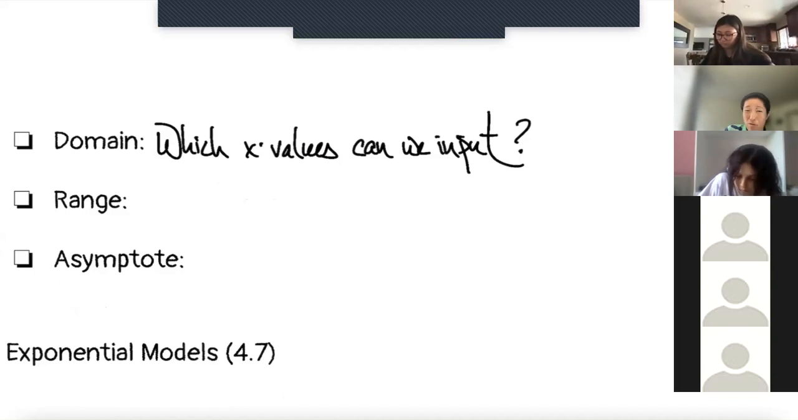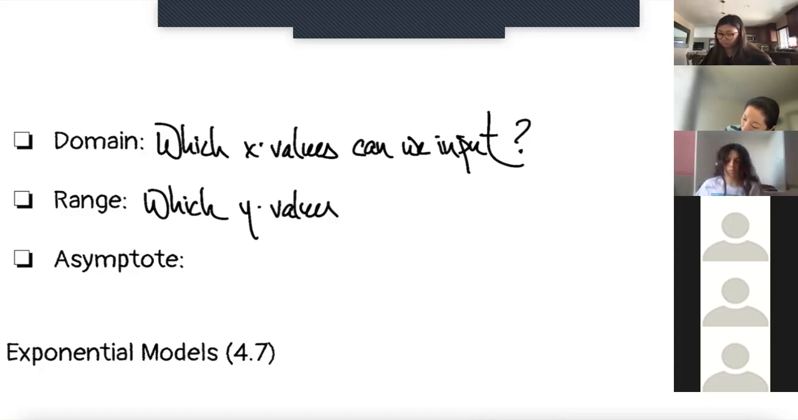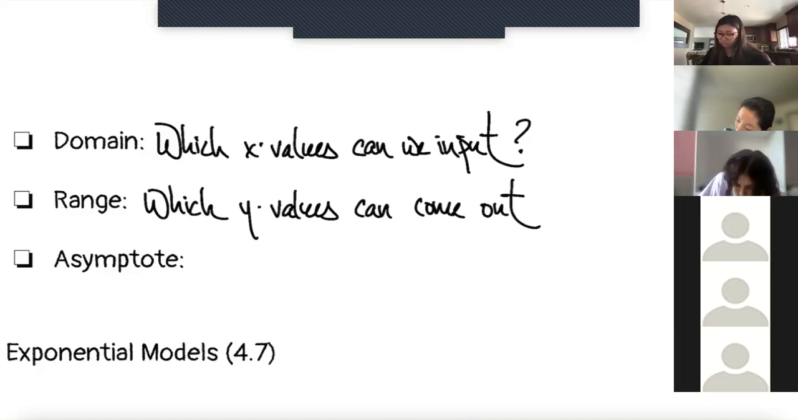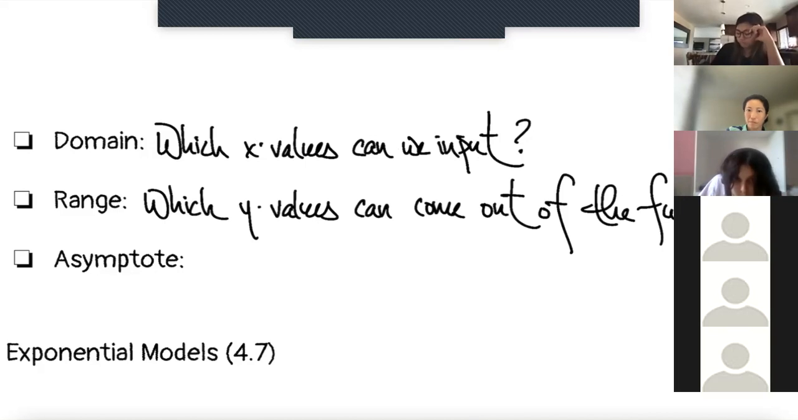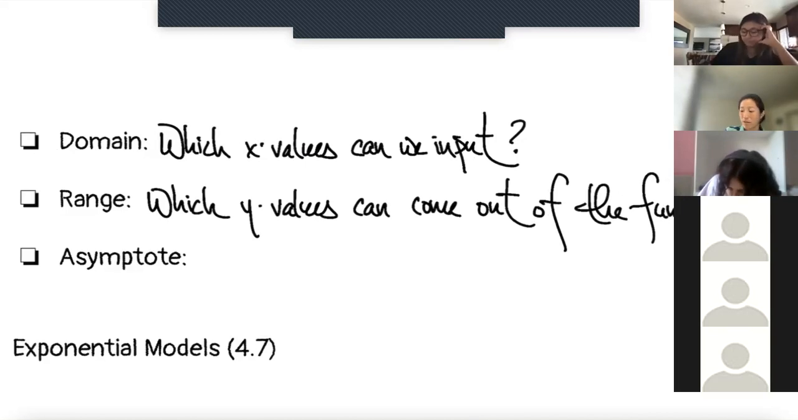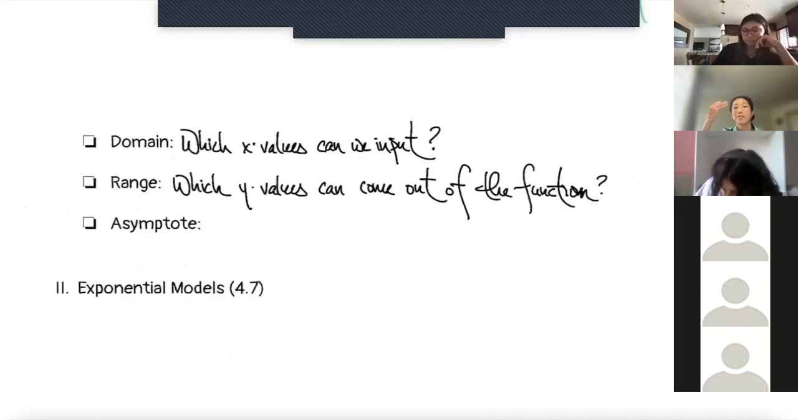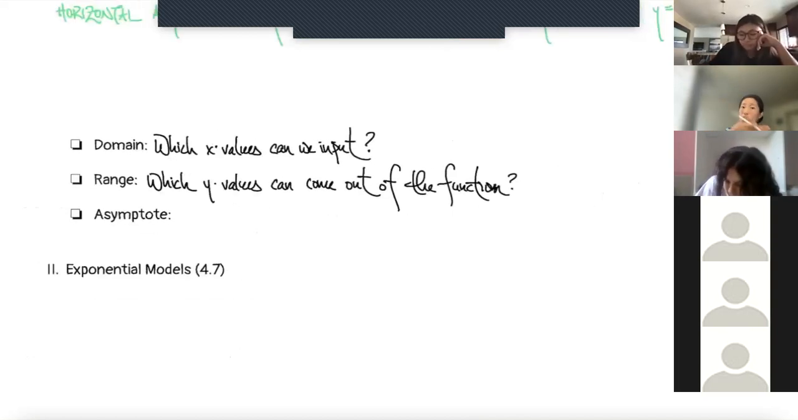Domain often gets paired with the word range because we just changed one thing about this. Instead of saying which x values can we input, we're going to say which y values can come out of the function. Right. And so a lot of folks, when they're thinking about domain and range, are thinking domain is like x values, range is like y values.